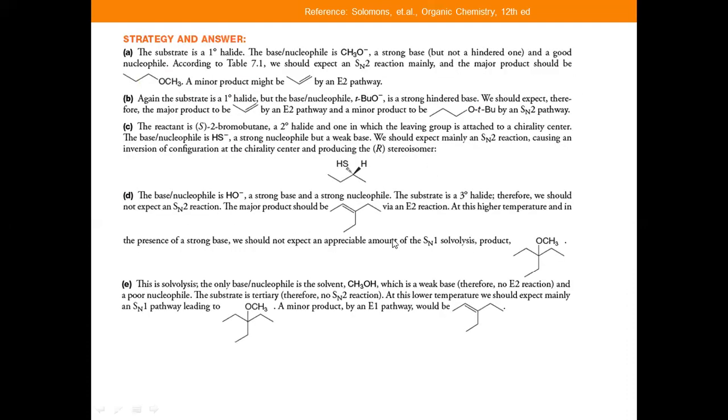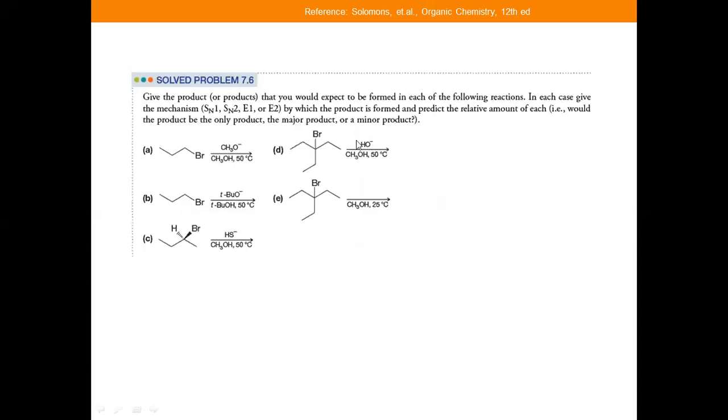Okay, letter D. So letter D, the base is a strong base and a strong nucleophile. It's a 3-degree halide, therefore you would not expect SN2 to be the major product. So we expect this to deprotonate the hydrogen here, but they are similar, so you get the same kind of alkene, whether you abstract the proton here or here. So this is an elimination reaction.